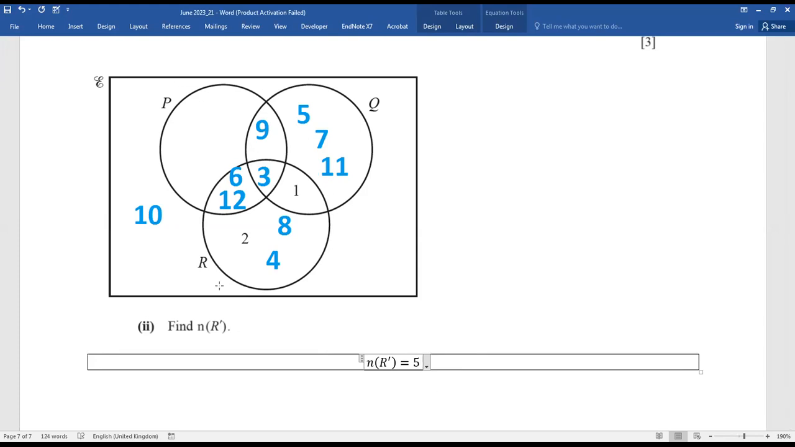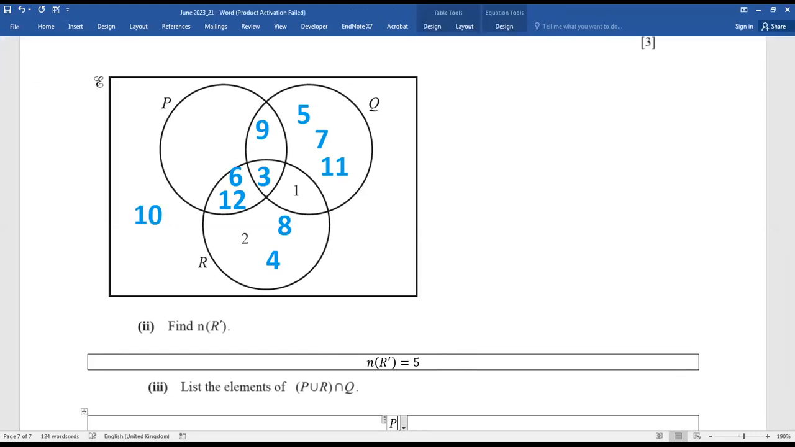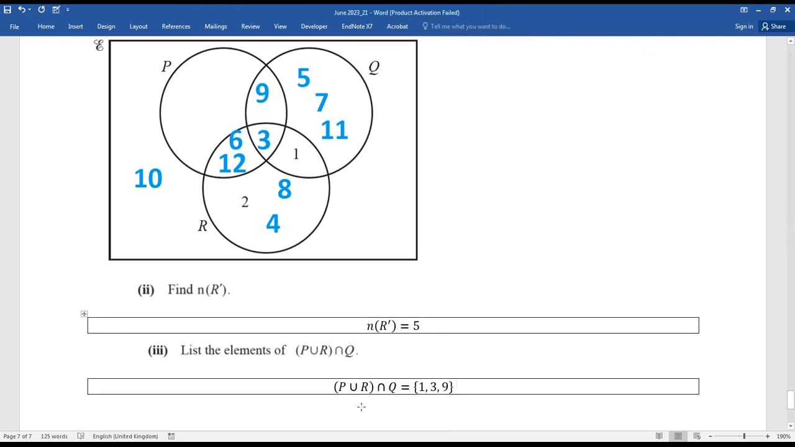Now the next part says to list the elements of P union R intersection Q. Sorry, my bad, P union R intersection Q. That means they can either be in P or R, but they must be in Q. So what are those? They must be in Q, and they can either be in P or R: 1, 3, and 9. So we need to list them: 1, 3, and 9. This is how we list the elements.